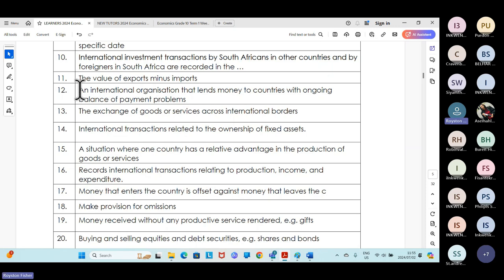Right. Number 13, the exchange of goods or services across international borders. Very easy. International trade. And let's see who got it correct. St. Andrews, international trade. Well done.